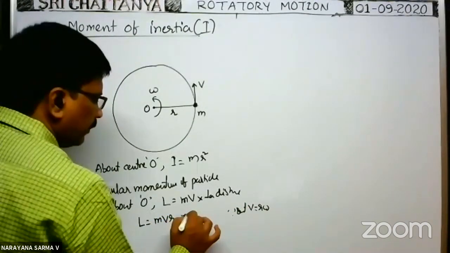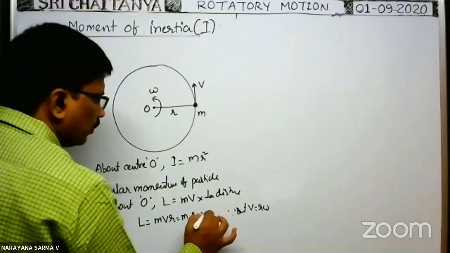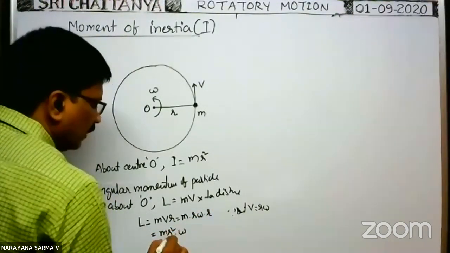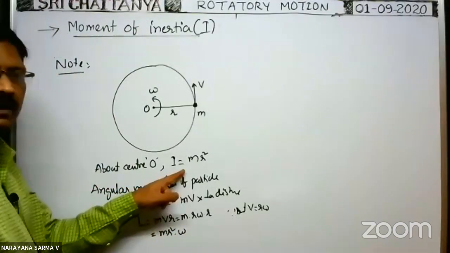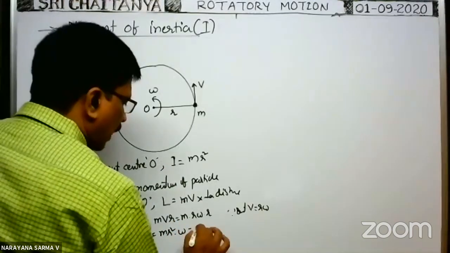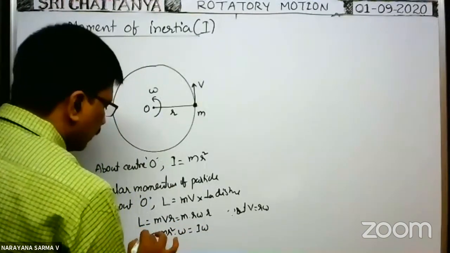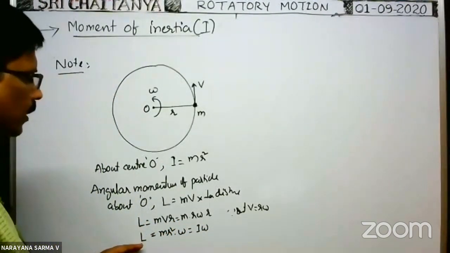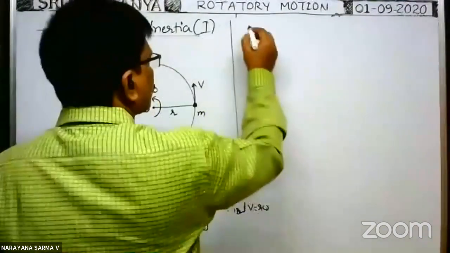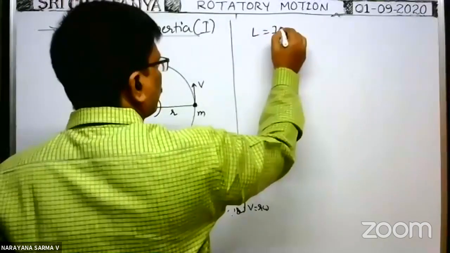That is equal to m into r omega into r, that is equal to mr square into omega. What is mr square? Mr square is moment of inertia. That is equal to I into omega. Therefore, angular momentum L is equal to mr square omega, or I omega we can write. So L is equal to I omega.